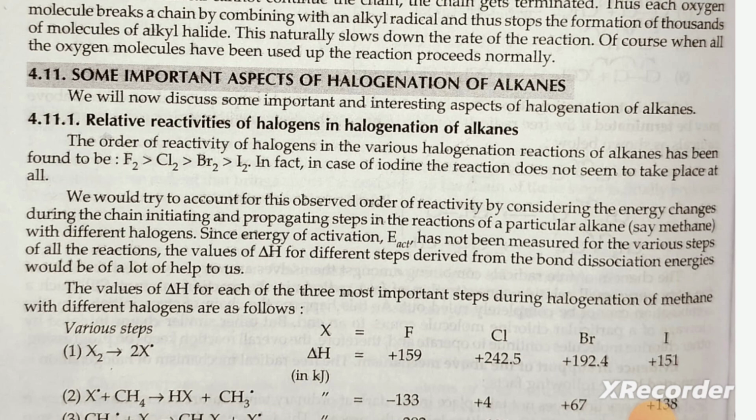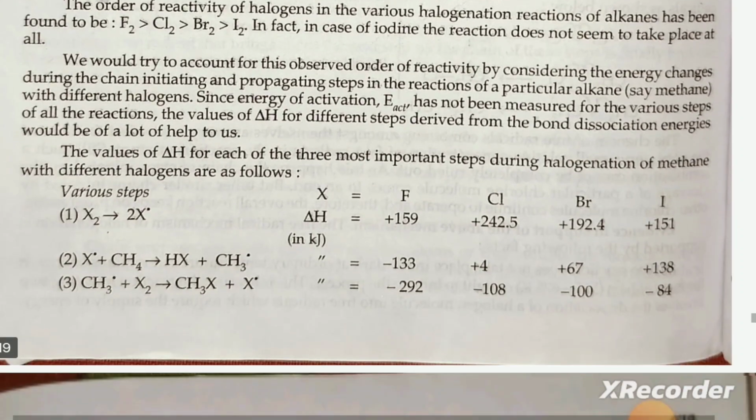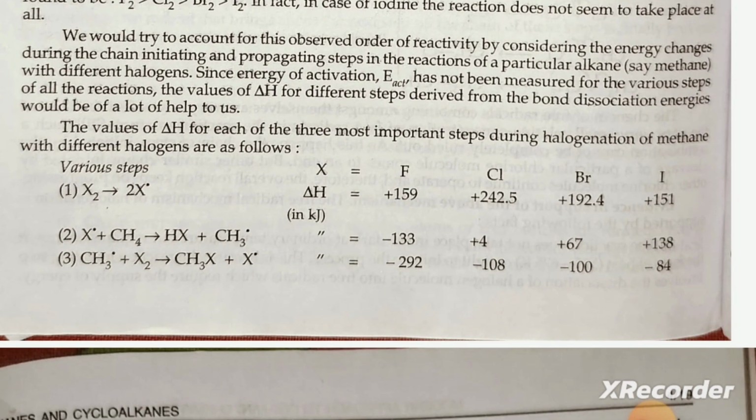Since energy of activation, E activation, has not been measured for various steps of all the reactions, the value of delta H for different steps derived from the bond dissociation energies would be of a lot of help to us. The values of delta H for each of the three most important steps during halogenation of methane with different halogens are as follows. Various steps. X2 gives rise to 2X radical. Delta H for fluorine 159, for chlorine 242.5, for bromine 192.4, for iodine plus 151.